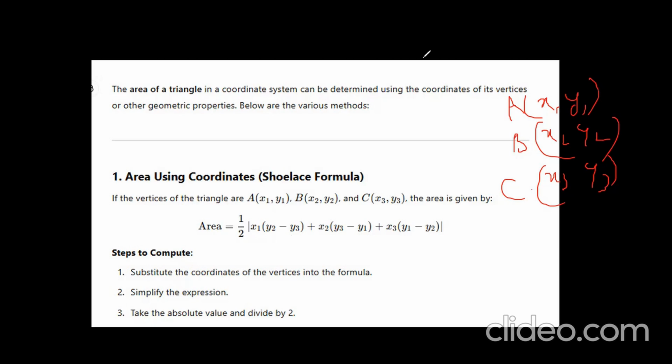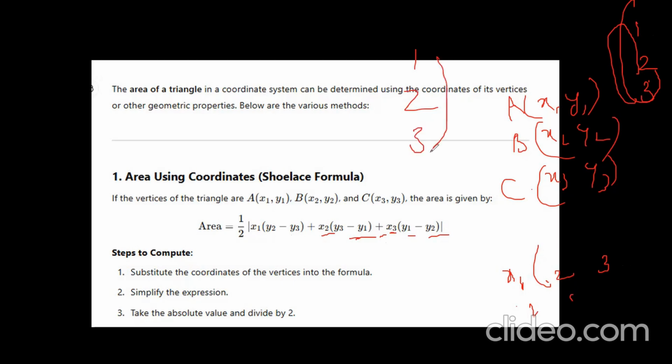You can easily remember it in this manner. x1, then 1, 2, 3. And here also again 1, 2, 3. Next, 2, 3, 1. Next, 3, 1, 2. It goes in a cycle: 1, 2, 3; 2, 3, 1; 3, 1, 2. Cyclic manner. You can easily remember this.